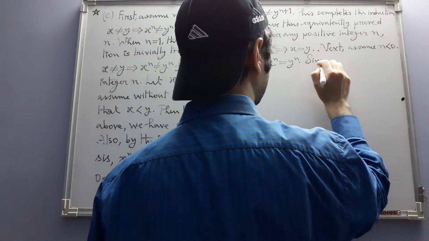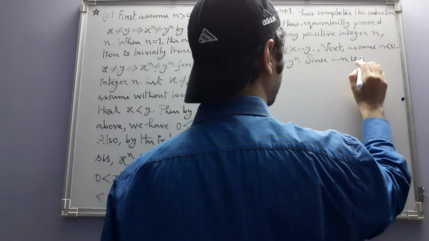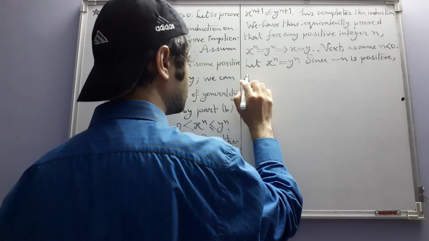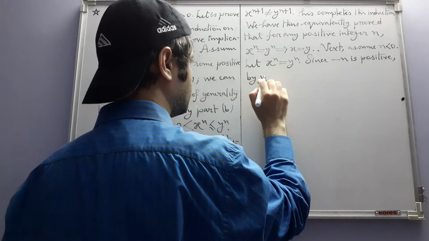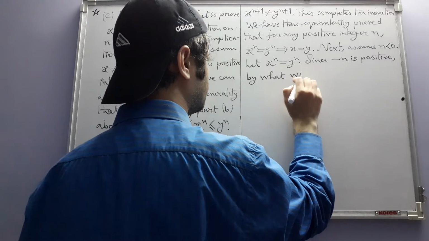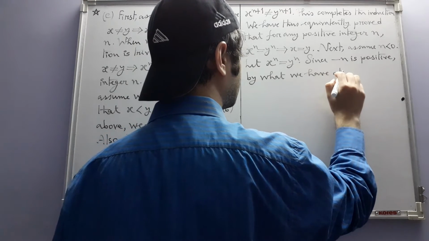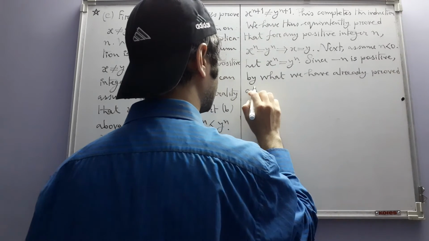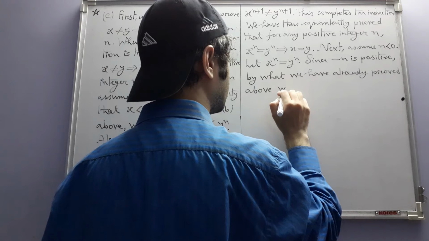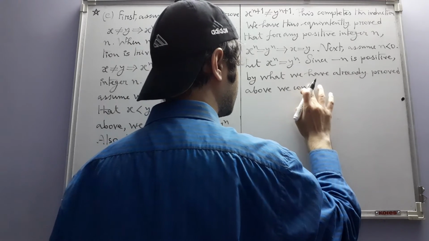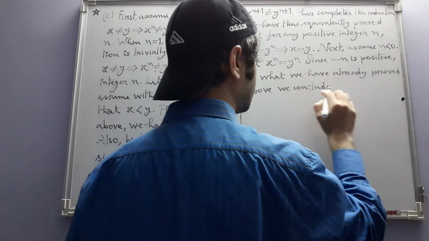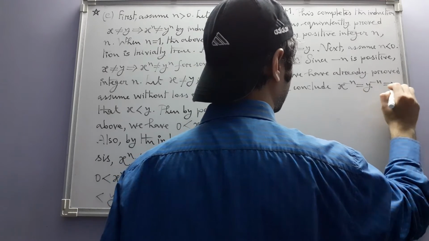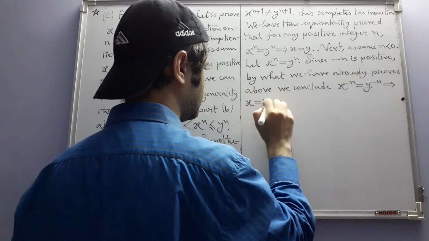Since minus n is positive, by what we have already proved above, we conclude this. This would imply that x and y are equal.